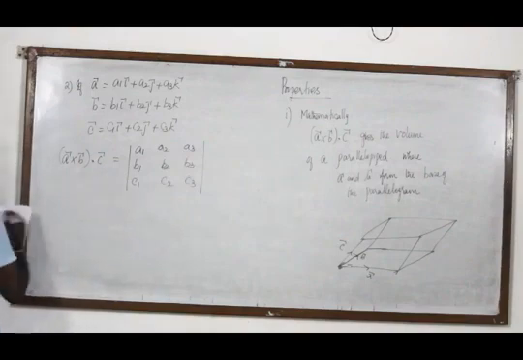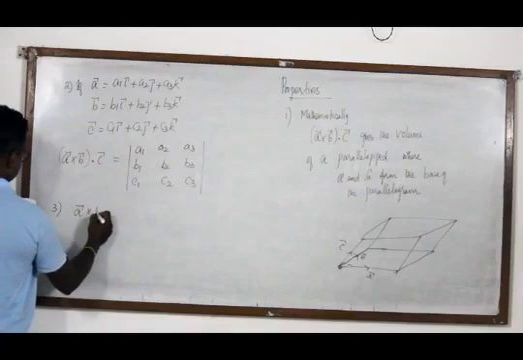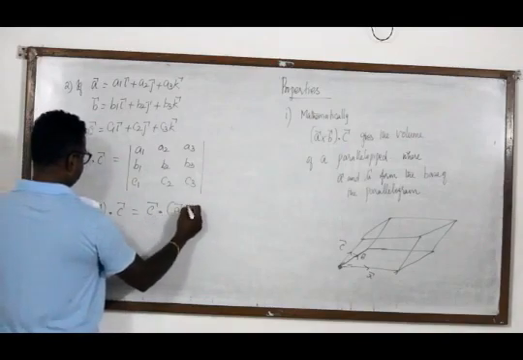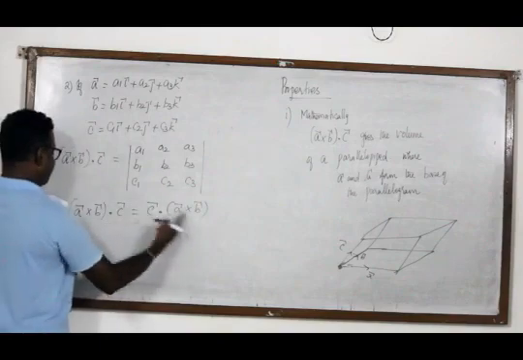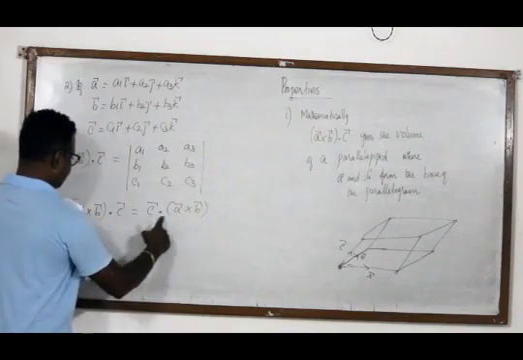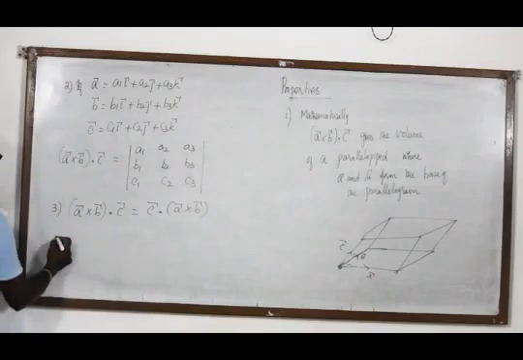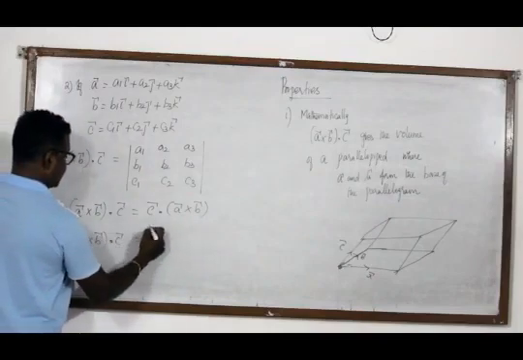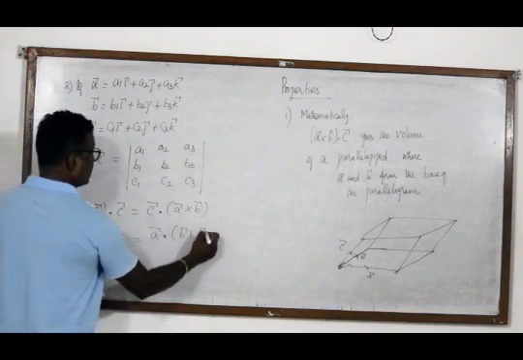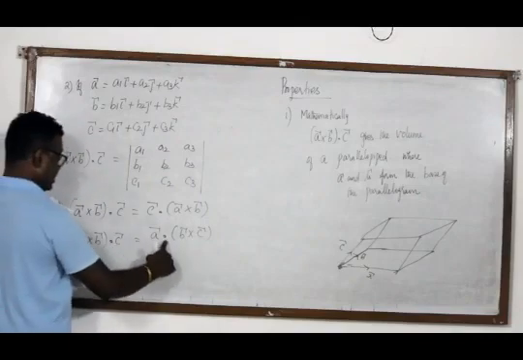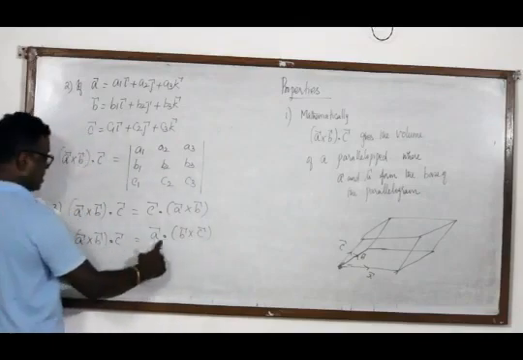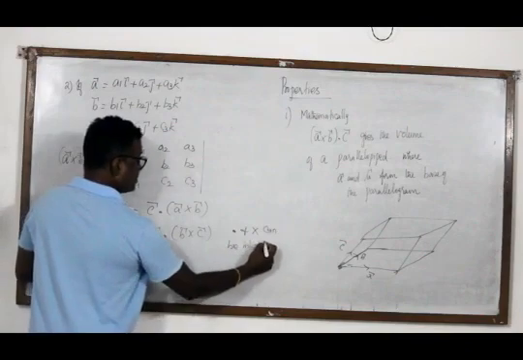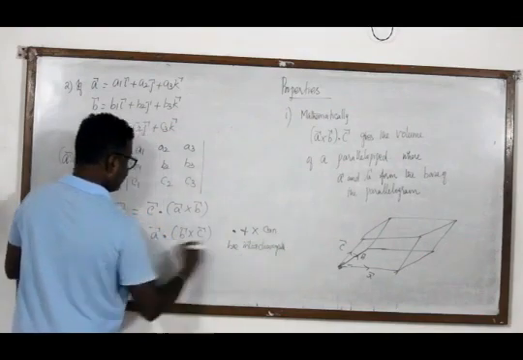Then third property, A cross B dot C can be written as C dot A cross B. Because we know dot product is commutative, therefore A cross B dot C can be written as C dot A cross B. Then, because of this property, A cross B dot C can be written as A dot B cross C. That is, dot and cross can be interchanged in a scalar triple product.